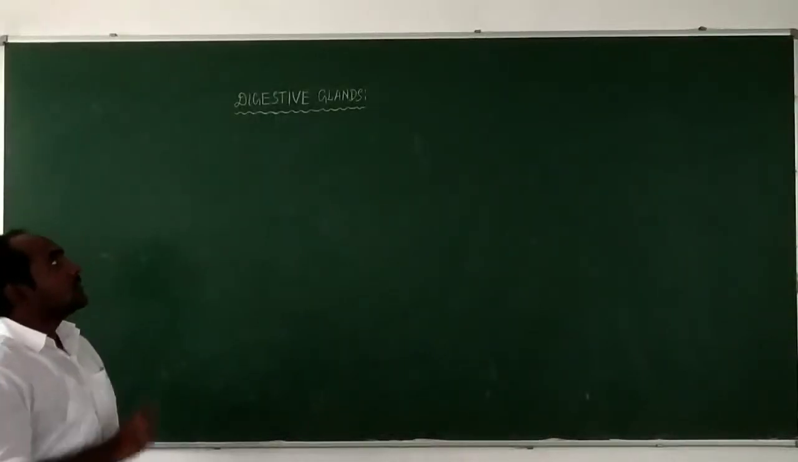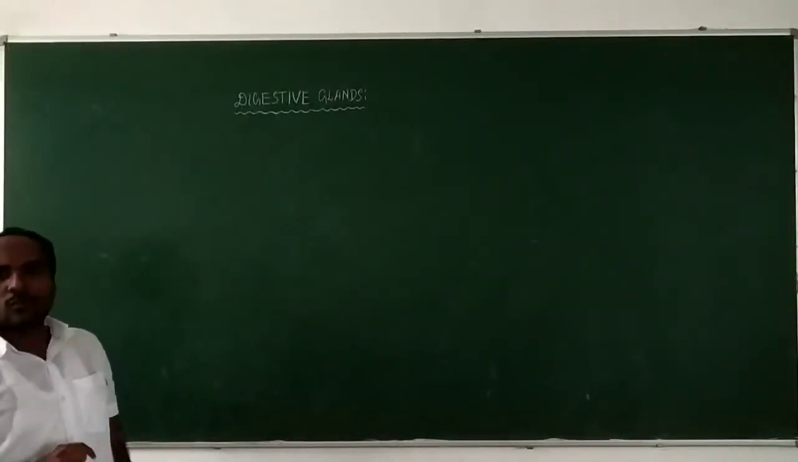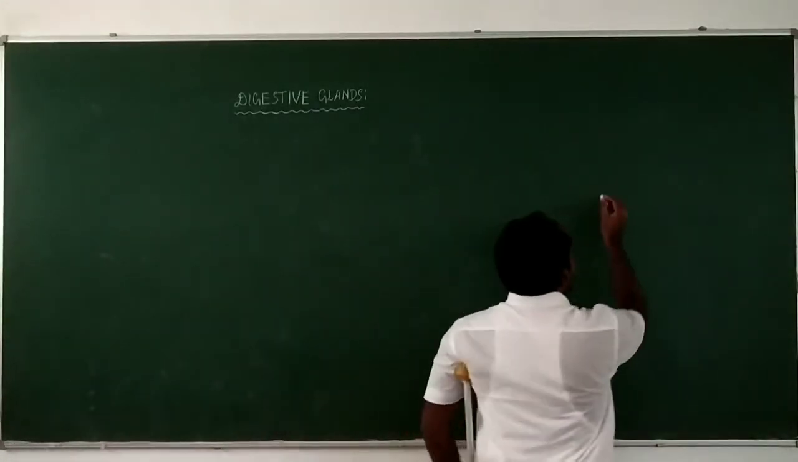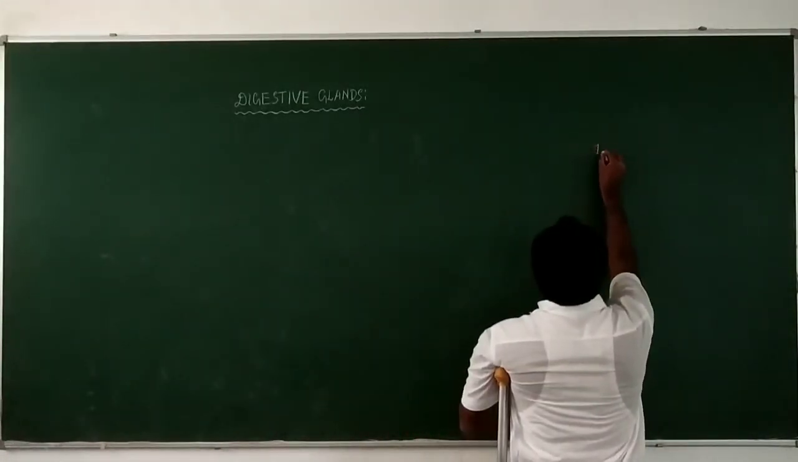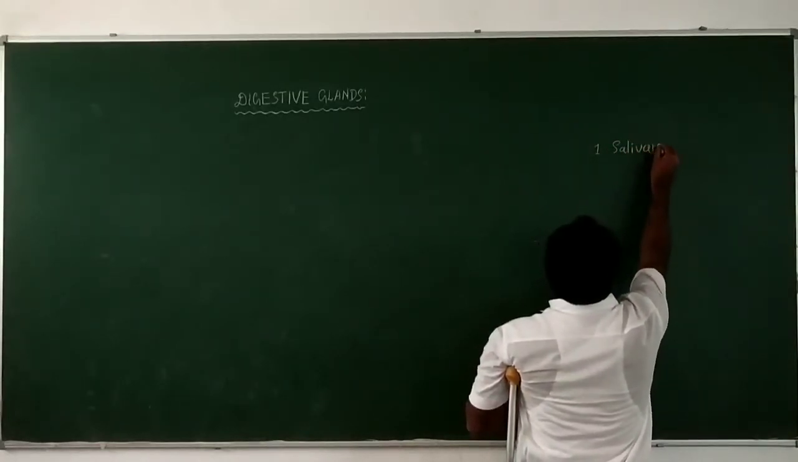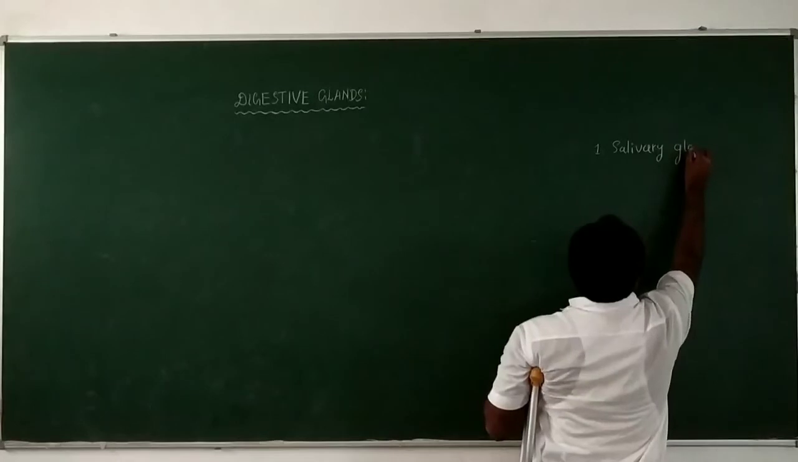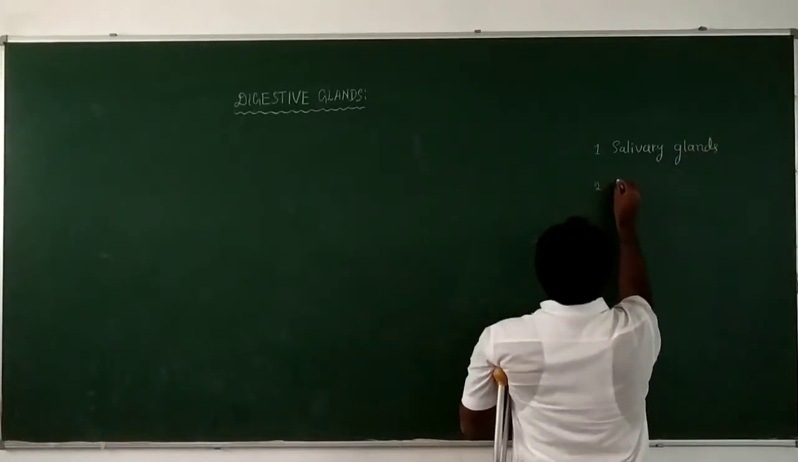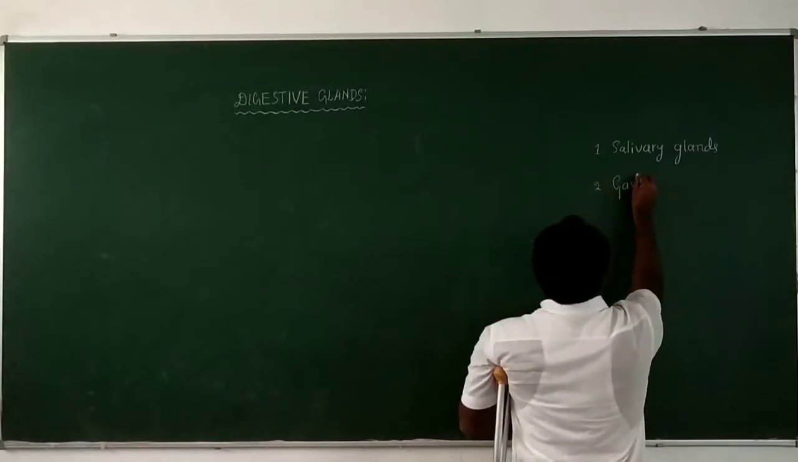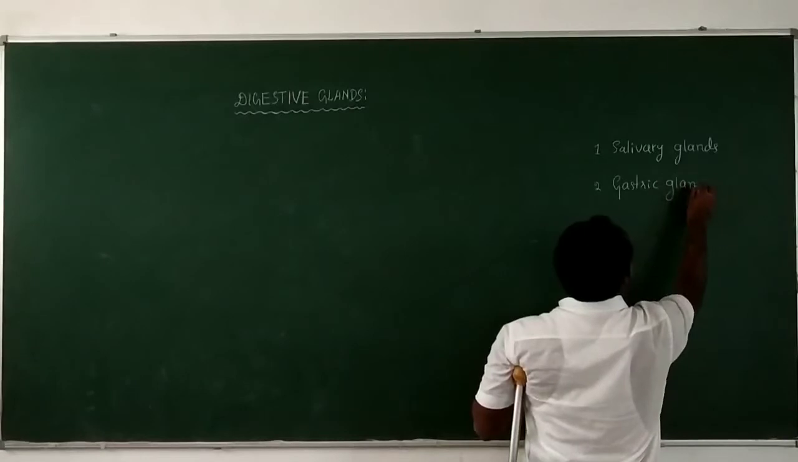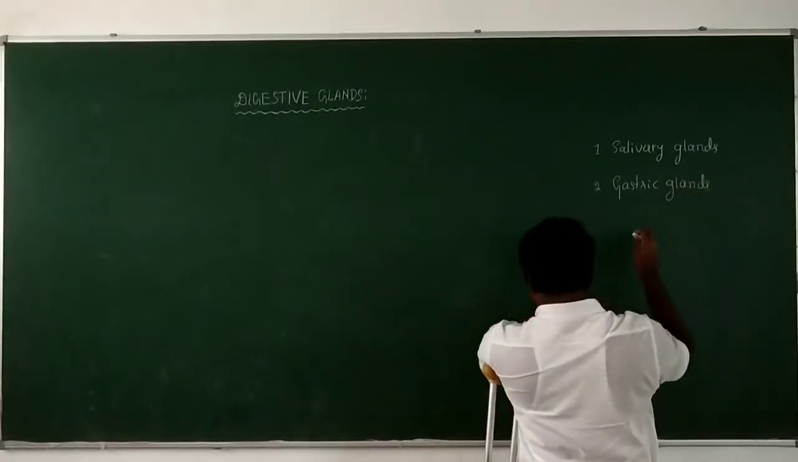Okay friends, now let us study digestive glands. See here, there are 5 digestive glands. What are those? First one is salivary glands, which are present in the mouth cavity. Second one is gastric glands, which are present in the stomach.